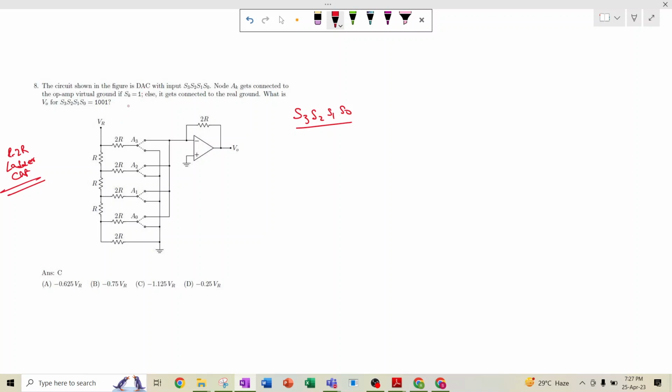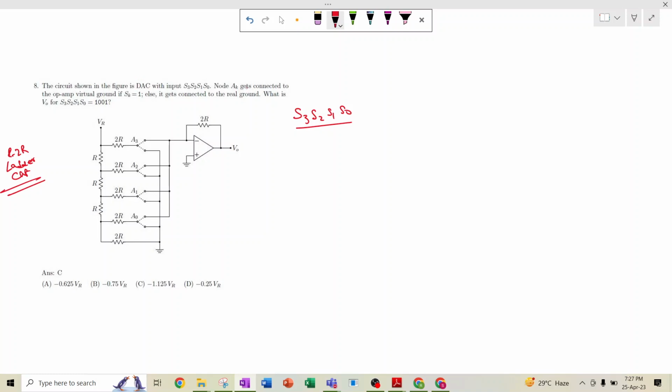If you don't have any concept regarding this R-2R ladder circuit or this type of DAC, you can still easily solve this problem, because you know how the op-amp works. It is a very basic op-amp problem, so you can determine the answer without knowing that this is an R-2R ladder circuit. But it is better to know that this is a special type of DAC, digital to analog converter.